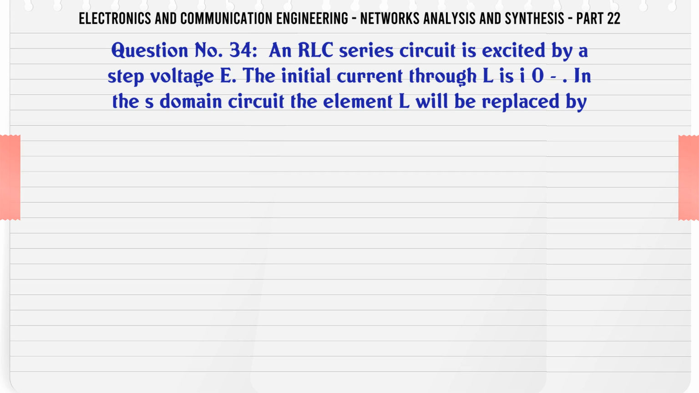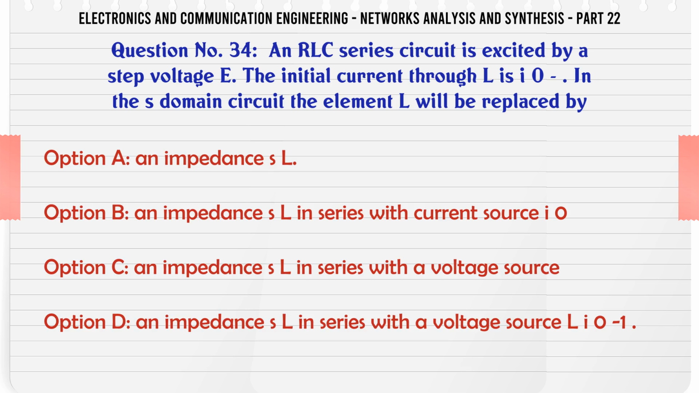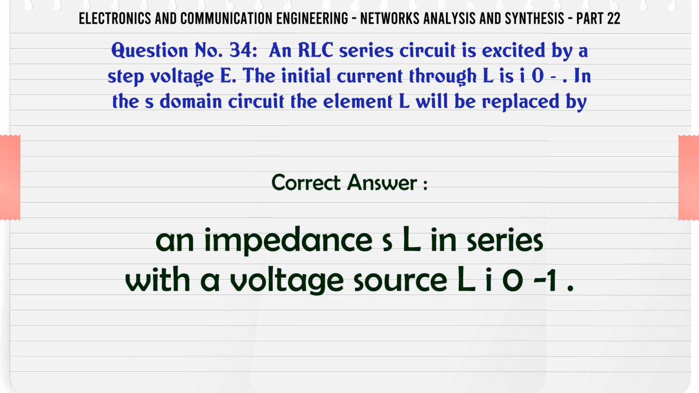An RLC series circuit is excited by a step voltage E. The initial current through L is I0. In the S-domain circuit, the element L will be replaced by A. an impedance SL, B. an impedance SL in series with a current source I0, C. an impedance SL in series with a voltage source, D. an impedance SL in series with a voltage source L·I0. The correct answer is an impedance SL in series with a voltage source L·I0.